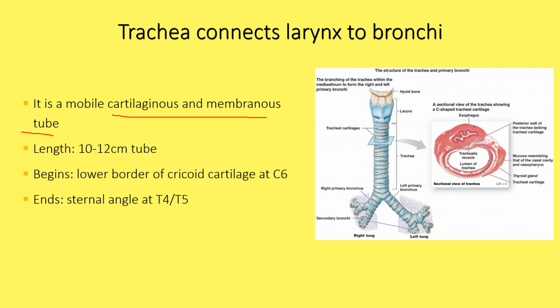It's around a 10 to 12 centimeter tube, and it begins at the lower border of the cricoid cartilage at C6. So remember, the cricoid cartilage is part of the cartilage in the larynx, and it ends at the sternal angle, at T4 and T5. Basically, this is your trachea here.